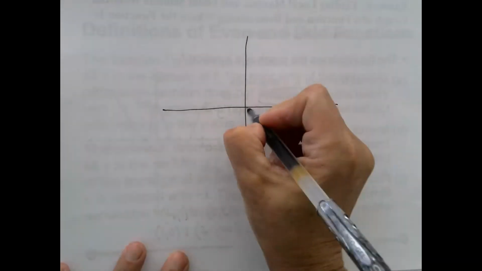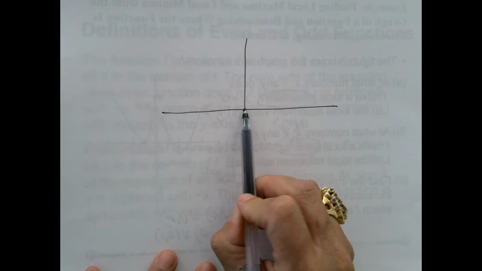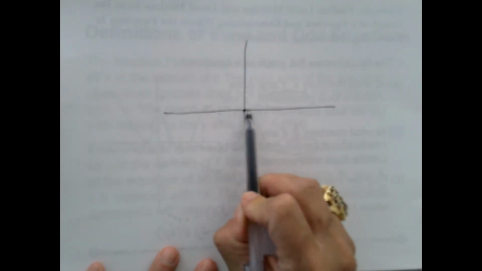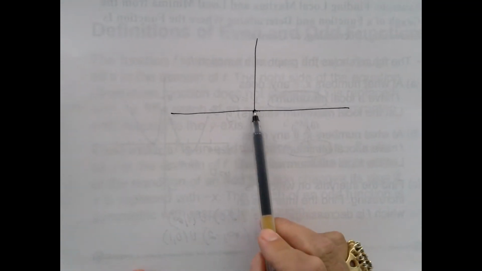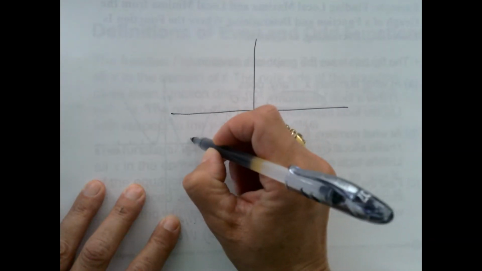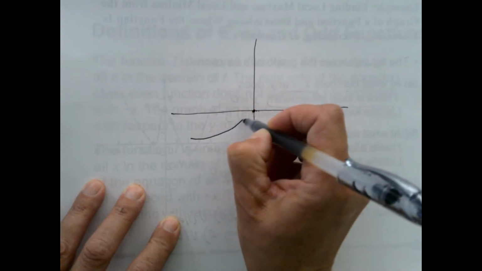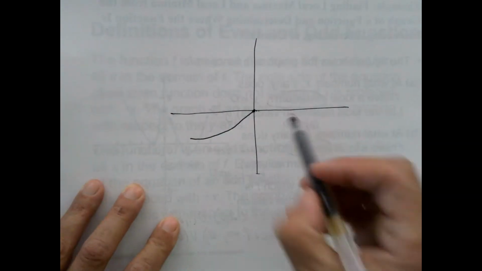So for example, and pretend I can draw well. I'm telling you right now, I'm no artist. But let's say that we had a function that had origin symmetry. Origin symmetry means symmetry about this point right here. This is the origin. So origin symmetry means, let's say I had a graph that looked like that on this side.